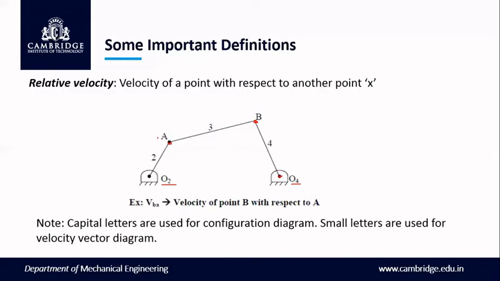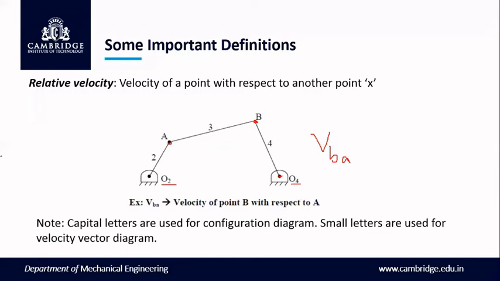Our velocity of point A with respect to B is also a relative velocity. We mention VBA: the first letter indicates the velocity of the point and the second letter indicates with respect to a particular point. So VBA is read as velocity of point B with respect to point A.